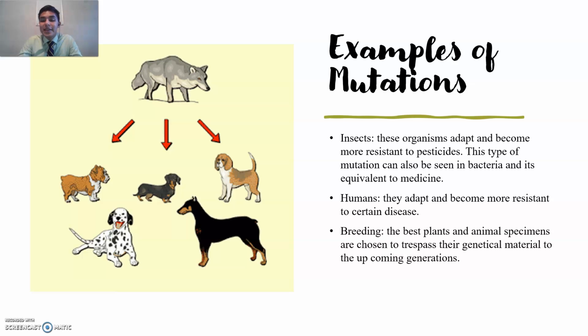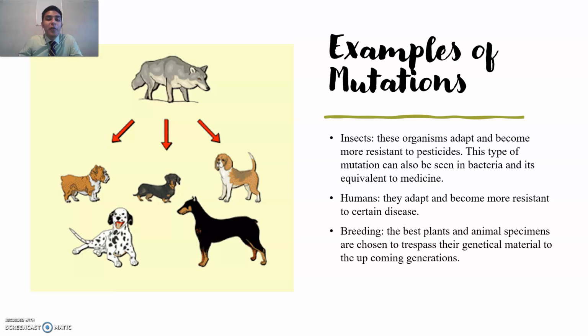Right? We also have breeding. The best plant and animal specimens are chosen to pass their genetic material to the upcoming generations. So here we have a very nice example of breeding, or artificial breeding. At some point in history, wolves and humans started collaborating with each other. But in the end, humans started to select the organisms or specimens that they considered more attractive.